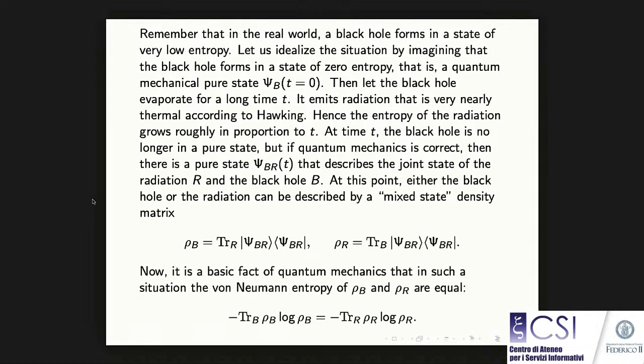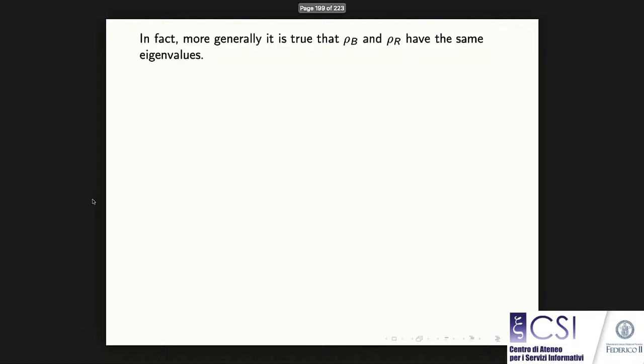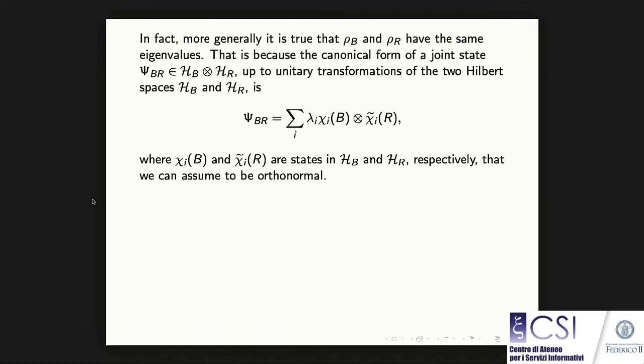Now, it's a basic fact of quantum mechanics, which I guess I didn't explain before the break, that in such a situation, the von Neumann entropy of rho_B and rho_R are equal. And more generally, it's true that rho_B and rho_R have the same eigenvalues. That's because of what's called the Schmidt decomposition. The canonical form of a joint state psi_BR up to unitary transformations of the two Hilbert spaces is like this. Psi_BR you could think of as a kind of matrix, one index being from B and one index being from R. And by making unitary transformations on the two sides, you can effectively diagonalize it.